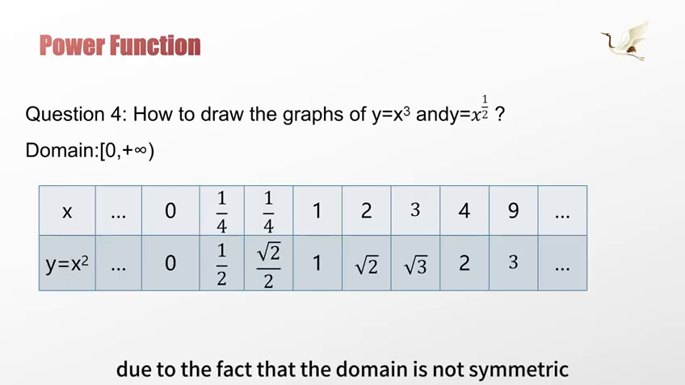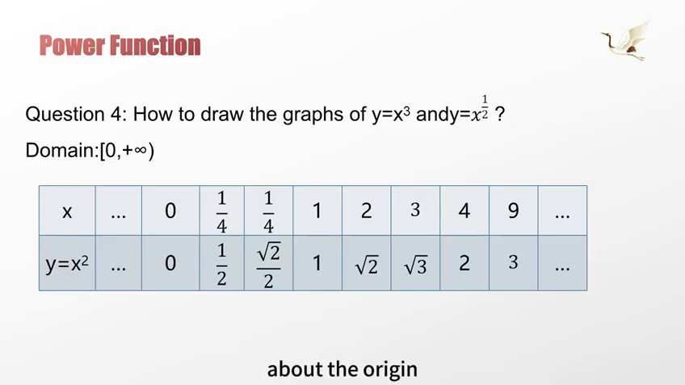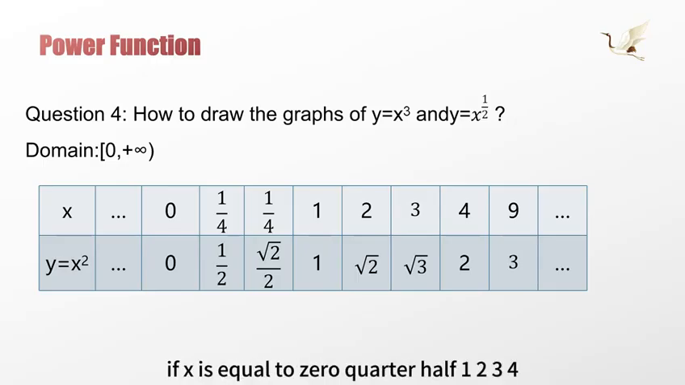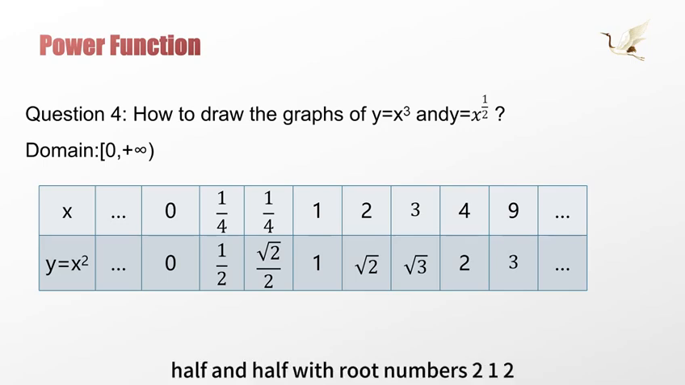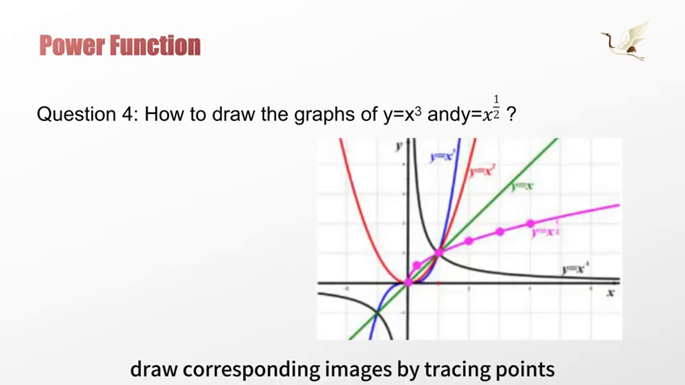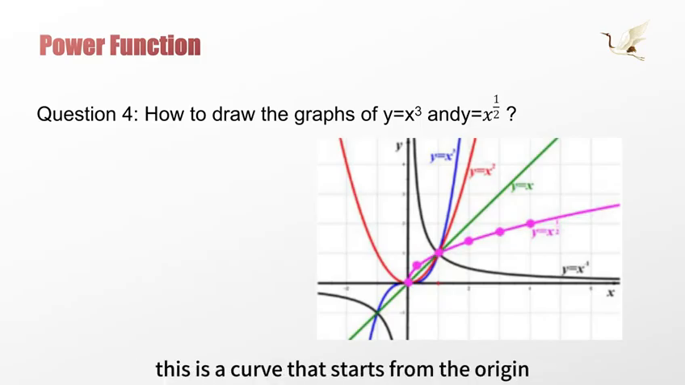Because the domain is not symmetric about the origin, it is neither odd nor even, and the independent variable can start taking values from 0. If x is equal to 0, 1/4, 1/2, 1, 2, 3, 4, 9, then the corresponding function values are 0, 1/2, root 2 over 2, 1, root 2, root 3, 2, and 3, respectively. Draw the corresponding image by plotting points. This is a curve that starts from the origin and lies within the first quadrant.